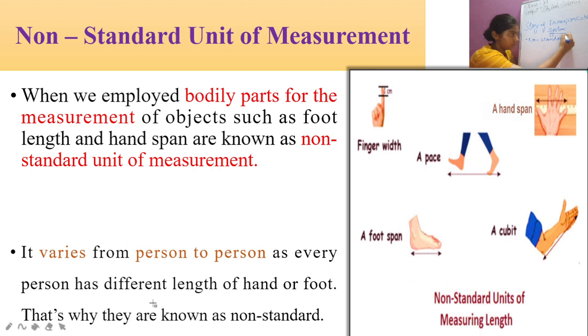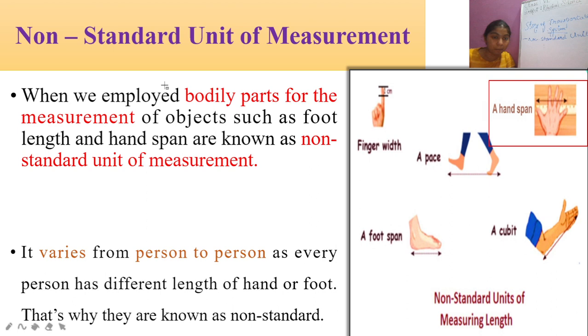So firstly, we have used our hand span, right, for measuring. So this is our hand span we have used for measuring the duster and the notebook. Okay, these are some of the known measures. When we employ bodily parts for the measurement of objects, such as foot length, okay, hand span, then we can say that these are called non-standardized units of measurement. When you use your hand span and your foot span, then you can say that these are non-standardized. We have a few more, students.